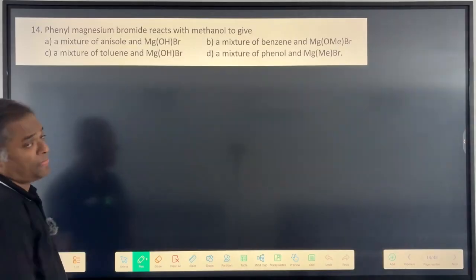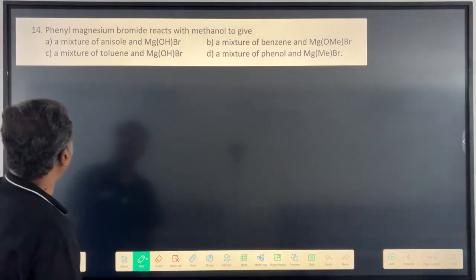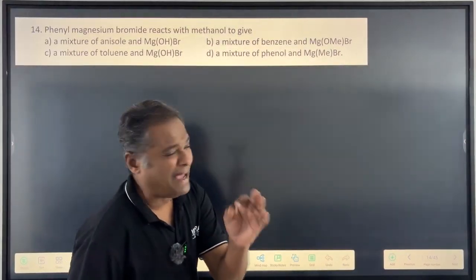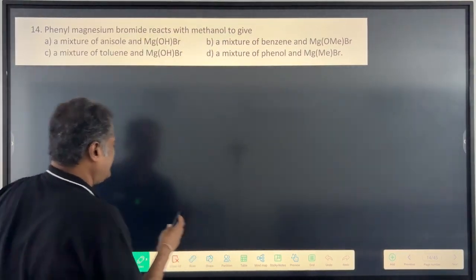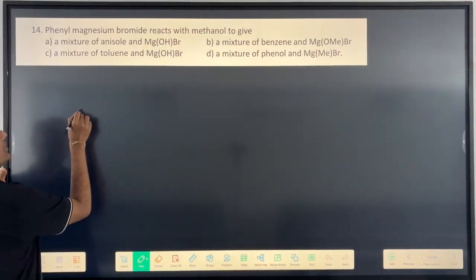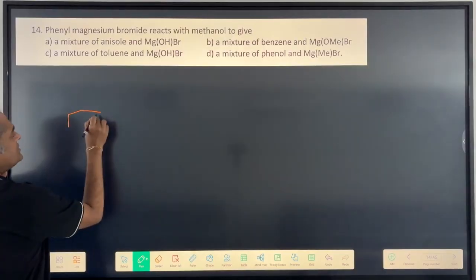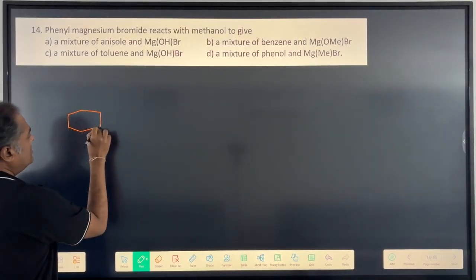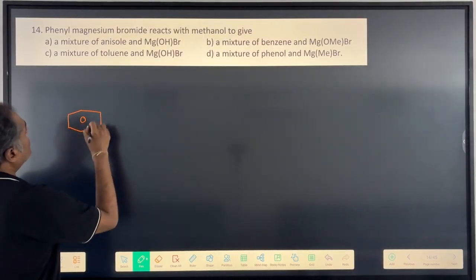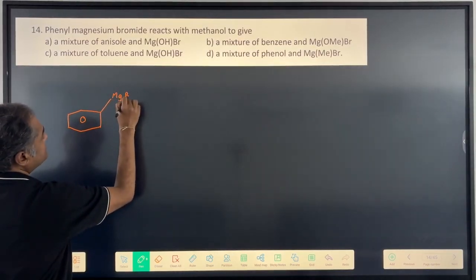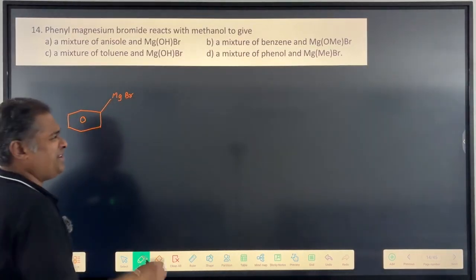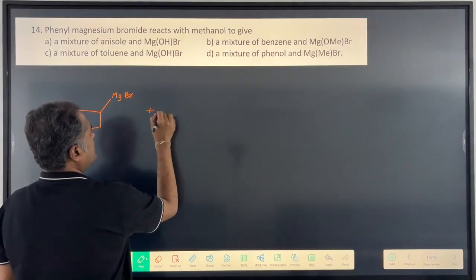Now question number 14, what does it say? Phenyl magnesium bromide reacts with methanol to give. Basically this is one of the very common reactions, child. What is phenyl? Phenyl is nothing but a benzene ring attached to a magnesium and then bromide. Now it has to be treated with methyl alcohol.